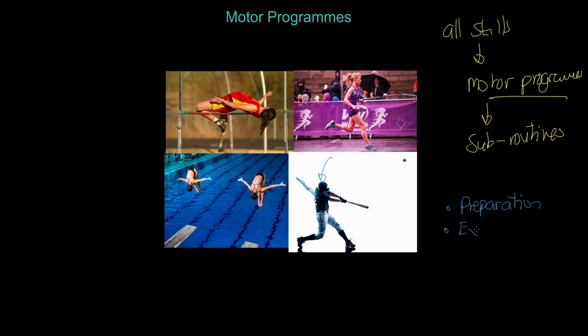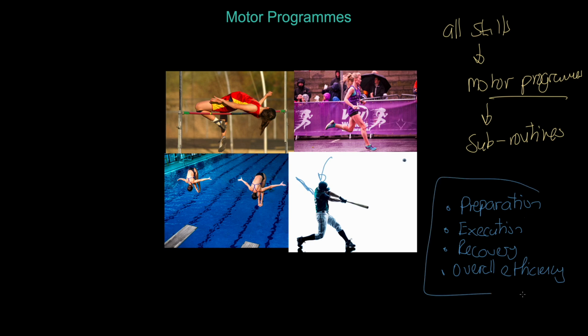Then they would go through their execution phase, which is where they swing the bat through the ball. Then they would go through their recovery, or sometimes what we call their follow-through stage. And then we would also have what's called overall efficiency, the idea of those movements combined with one another and how they're timed and sequenced. Those are a series of subroutines that relate to the overall performance of striking a baseball in a baseball activity, right?